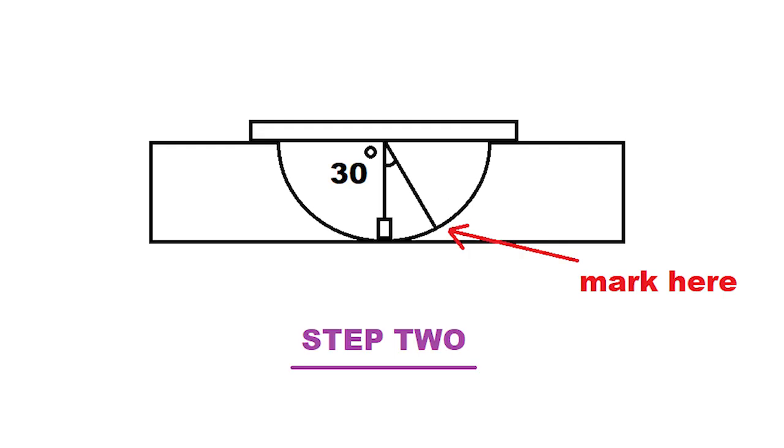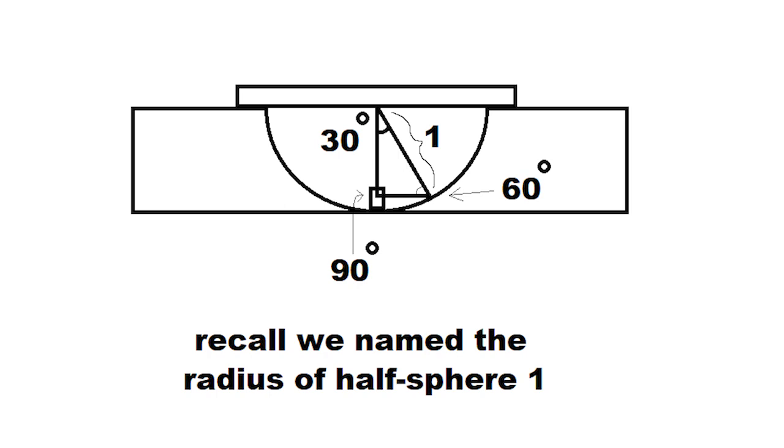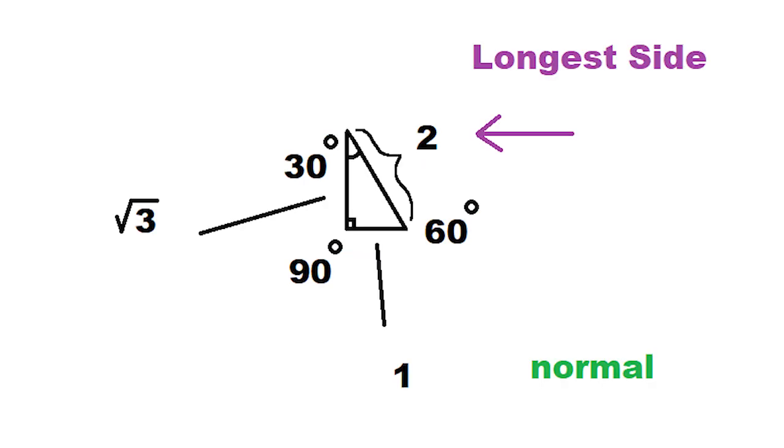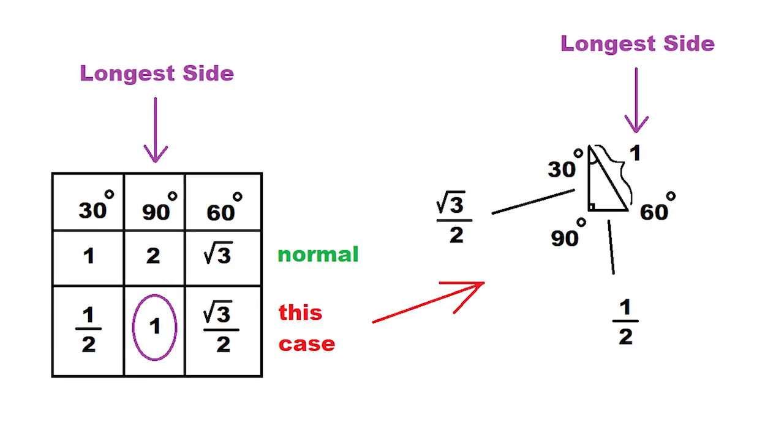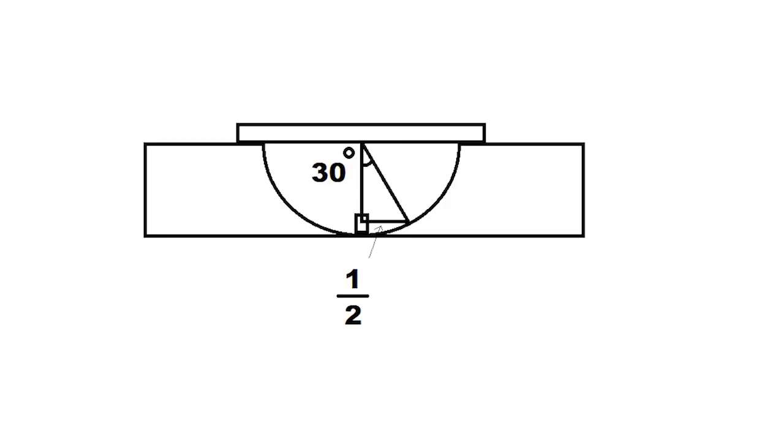But now, let's go back to step 2 on our earlier schematic when we only had one 30-degree angle. We can see we've essentially created a 30, 60, 90 triangle with the longest side being 1. These kinds of triangles have a 1, 2, square root of 3 relationship, with the longest side being 2. Only since our triangle's longest side is 1, we really have a 1/2, 1, square root of 3 over 2 relationship. So the bottom of this triangle has value 1/2.